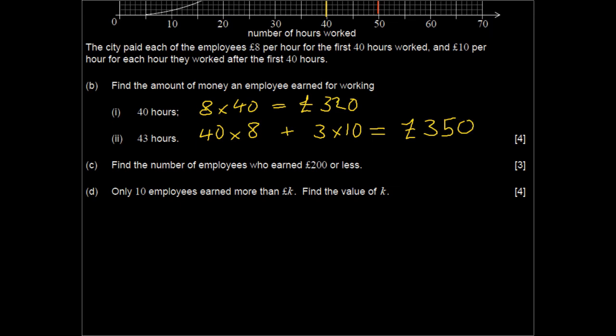Alright, next C says find the number of employees who earned £200 or less. So what we're going to need to do for C is work out how many hours £200 is. So we're going to do £200 divided by £8 per hour to work out how many hours they worked. So 200 divided by 8 is going to give me 25 hours. And then we can use the cumulative frequency graph like we did with the 50 to work out how many earned £200 or less, or worked 25 hours.